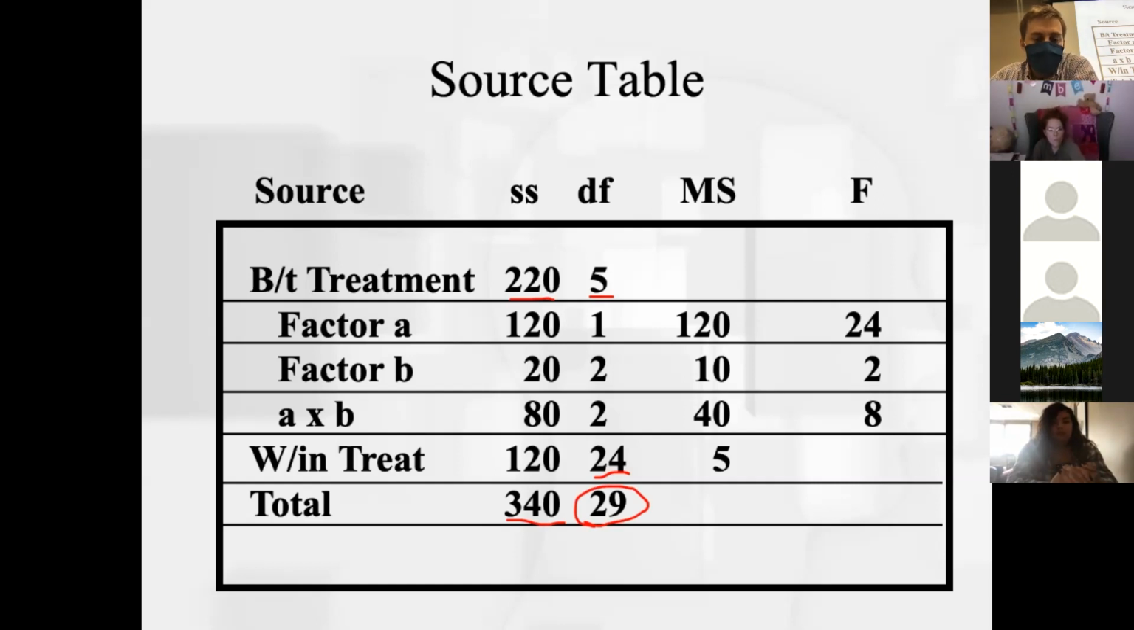And so as with before, you see that the total sum of squares is a function of the between treatment sum of squares plus the within treatment sum of squares. The total degrees of freedom is just a function of the between treatments degrees of freedom plus the within treatments degrees of freedom. All right, the between treatments sum of squares is a function of these three added together. And the between treatments degrees of freedom is a function of these three added together.